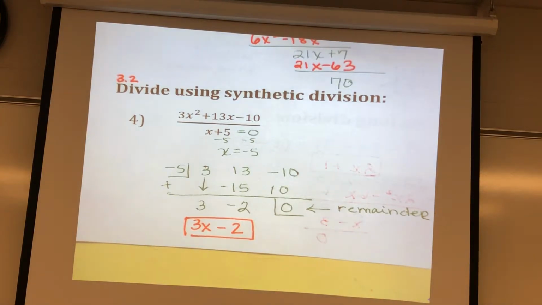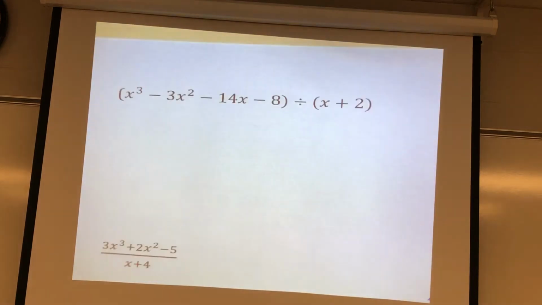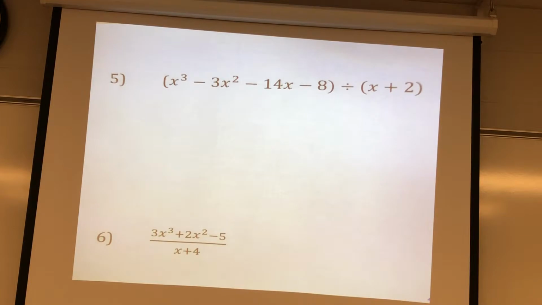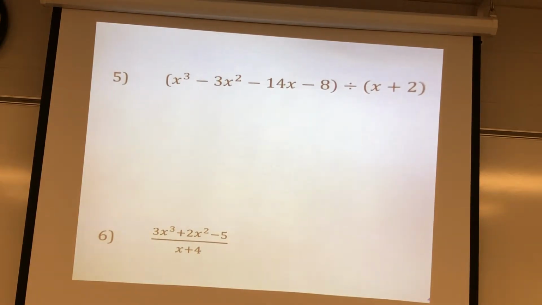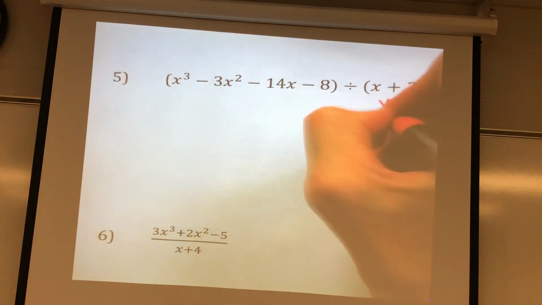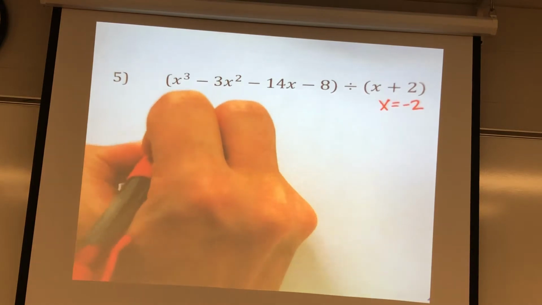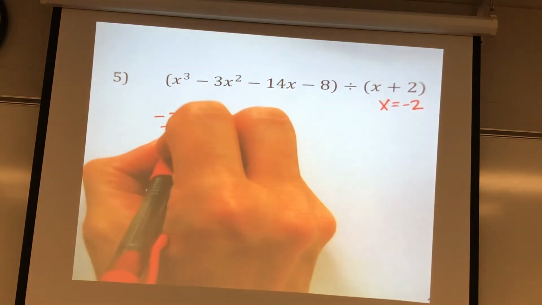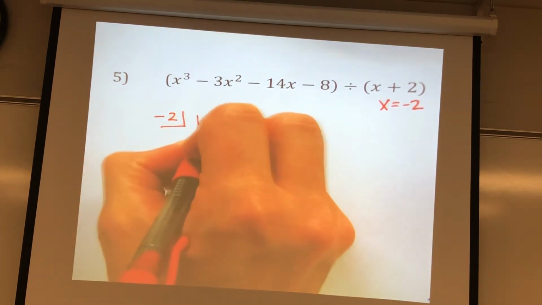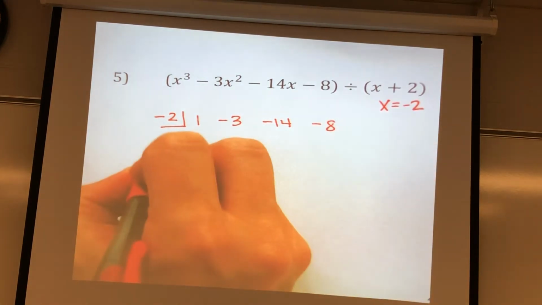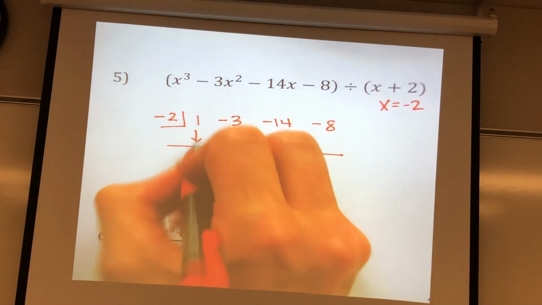All right, let's try another one of those synthetic divisions. Here's number 5. Remember, this is just a continuation from that first part of 3.2. So, what would make this equal 0? Hopefully you can see that x equals negative 2 would make it equal 0. So we put negative 2 in the box, coefficients next to it: 1, negative 3, negative 14, negative 8. Leave a space, draw a line, drop your first one down.